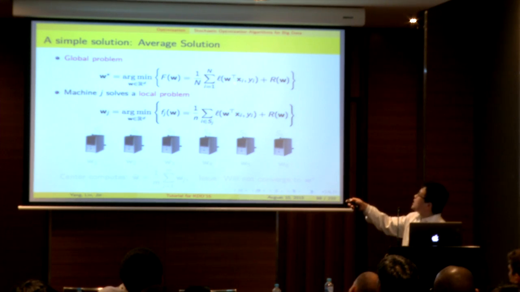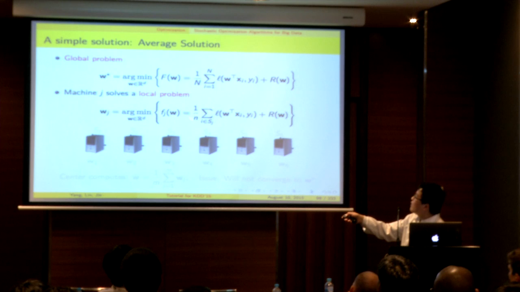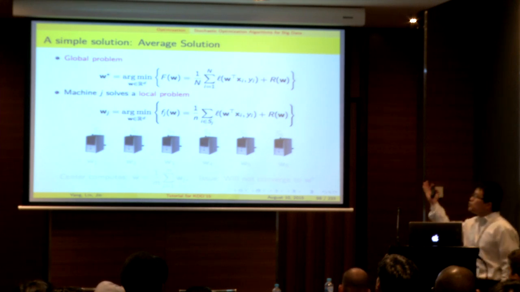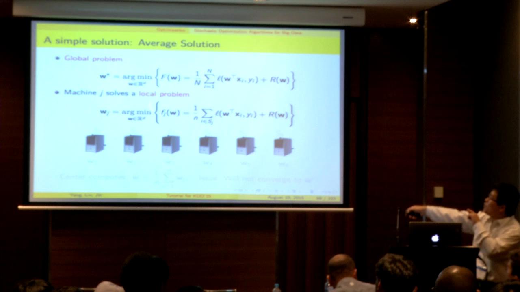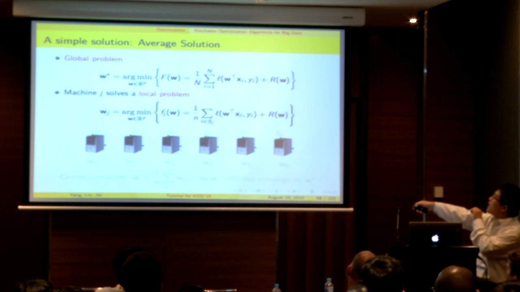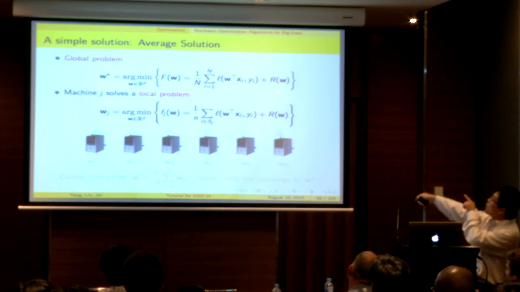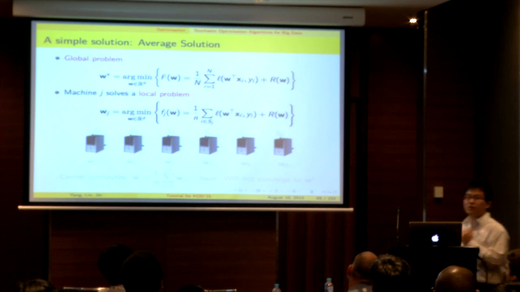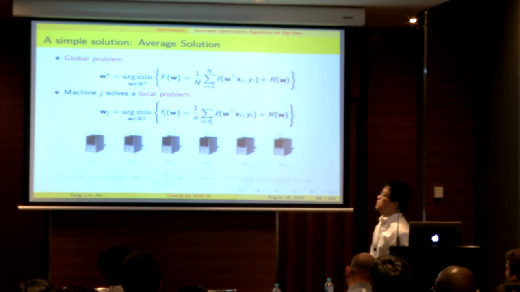Let's define it in the same way as the global problem, but it's only defined on a small n, the data set this machine j has. So the summation is taken over i in S_j. So let's think about how we solve this. Our goal is to solve this problem, not this one, right? How do we solve this problem? Eventually, we can get an optimal solution for the global problem. That's what we basically want to answer using distributed optimization.